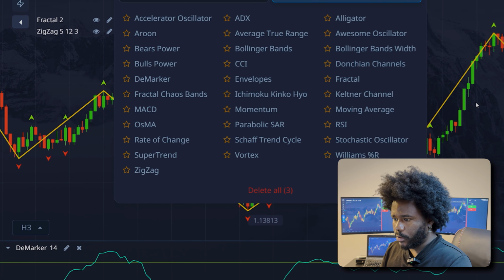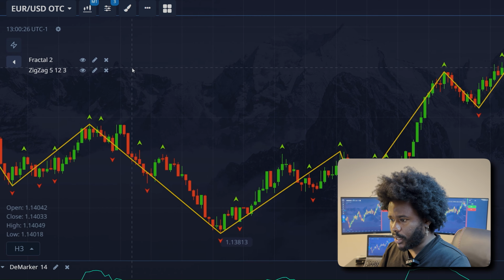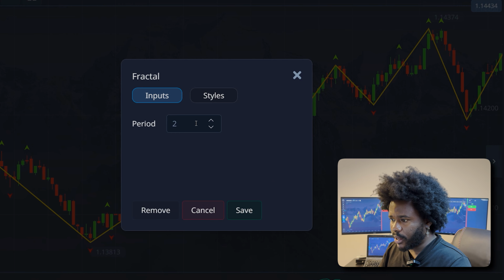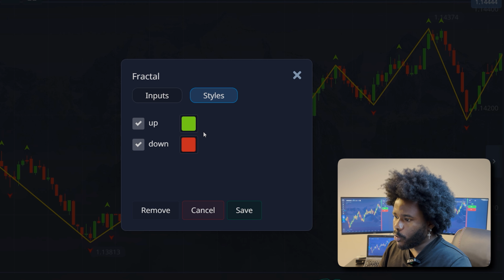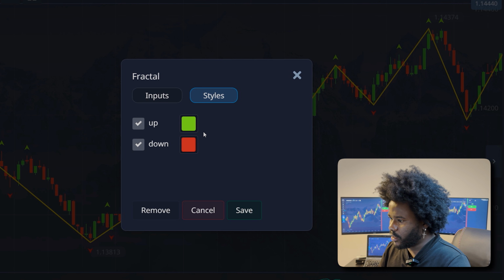Now I will add the settings. Fractal: I set the period to 2. This way the fractal forms faster and makes the indicator more sensitive. I won't change the style, I will leave it as is.